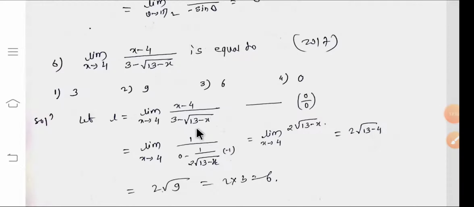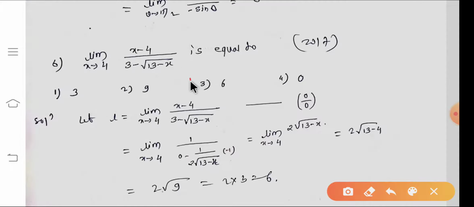So differentiating numerator and denominator separately, we get limit of x tends to 4, derivative of numerator is 1, derivative of constant is 0. Derivative of root of 13 minus x is minus 1 upon 2 root 13 minus x into derivative of 13 minus x, that is minus 1. So that is equal to limit of x tending towards 4, denominator comes in numerator, minus 1 minus becomes plus, that is 2 root 13 minus x. Put x equal to 4 here, that is 2 into root of 13 minus 4, that is root 9, 2 into root 9 is 3. So 2 into 3 equal to 6. So therefore the third option is the right answer.